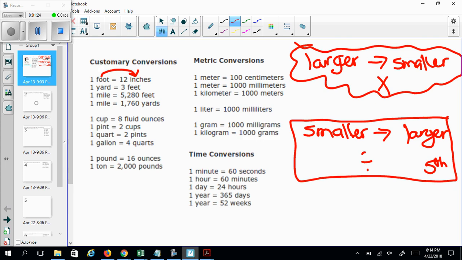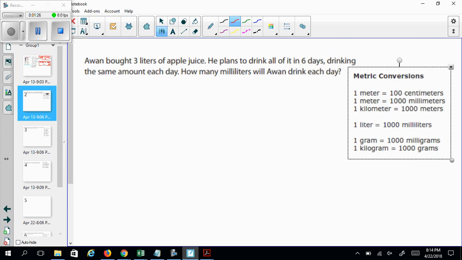So here is our first question. And as you can see, I have the information here for you guys so that you can do this problem. So it says Awan. Now remember, with names, it doesn't necessarily matter if you say it correctly, because it's not going to change anything about the actual problem. If you know how to pronounce it, wonderful. If not, just say Mr. A, okay, or whatever works for you. It's not going to change the problem, okay?